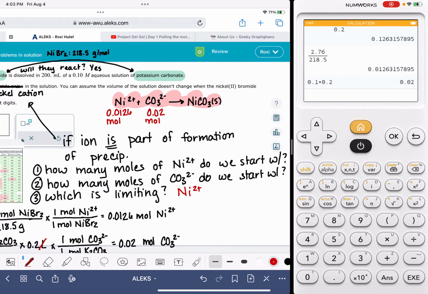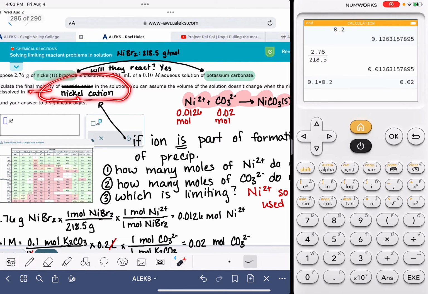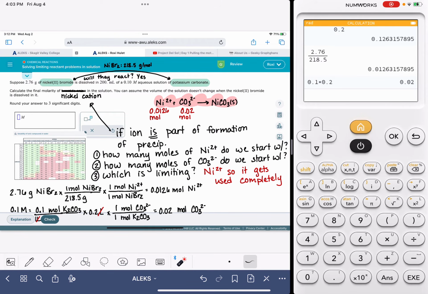The nickel is the limiting reactant, meaning that it gets used up first. It gets used completely. That's what it means to be the limiting reactant. It gets completely used up. Now, if this problem was asking us what is the molarity of the nickel in the solution, it's kind of a trick question because all of that nickel ion is going to be completely used in this reaction. There is going to be no more nickel left. The molarity of the nickel is going to be 0 because it is the limiting reactant. It's going to be completely used.